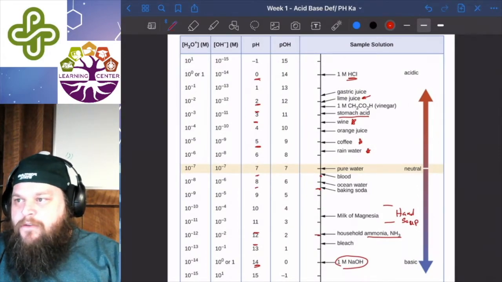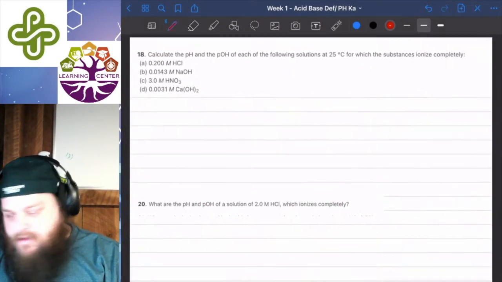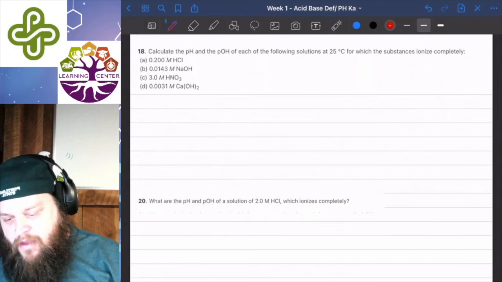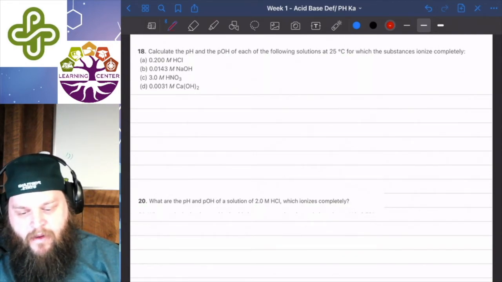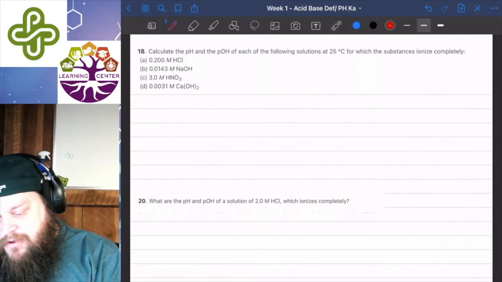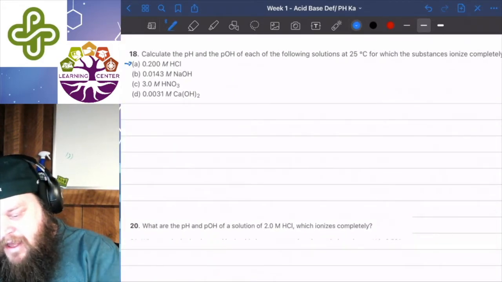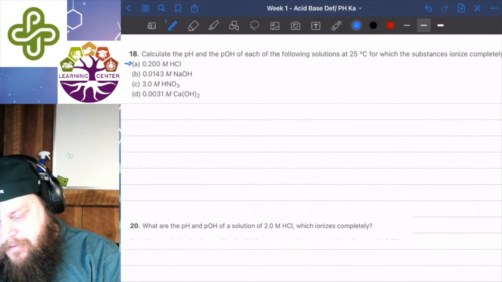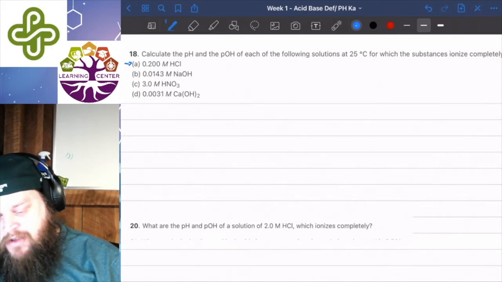So let's try a few problems here. We've got about 13 minutes left. We're going to use some of these to calculate the pH and pOH of each of the following at 25 degrees C, for which the substance is completely ionized. So we have a few different concentrations here on number 18. Looking at A, the concentration is 0.2 molar of HCl.